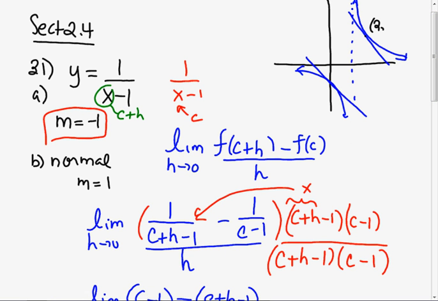What's the y value there? What's the y coordinate? It's 1 over 2 minus 1. So it's what? 1. This is at 0. What's the y value there? It's 1 over negative 1, so it's negative 1.